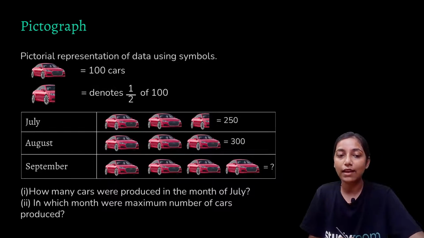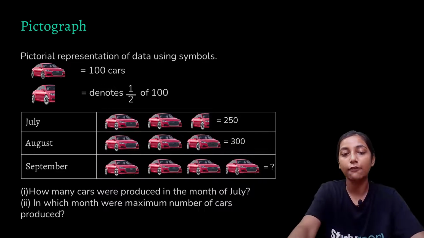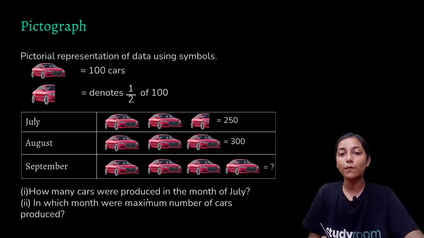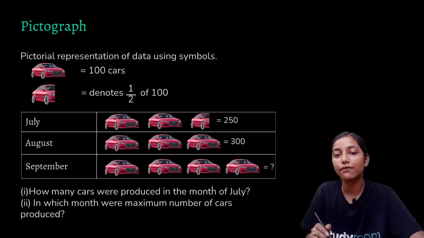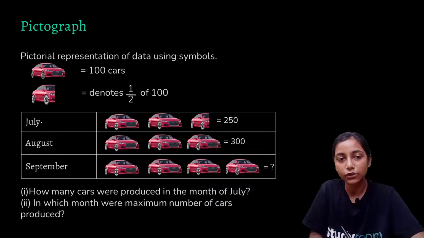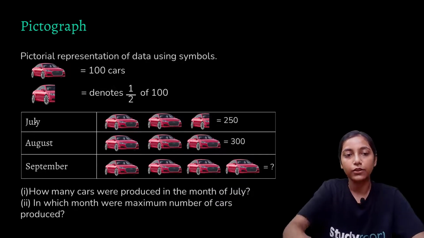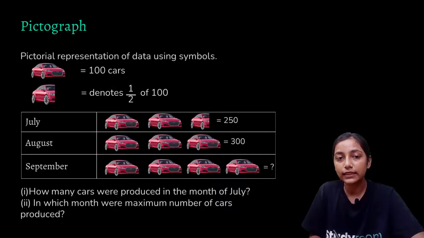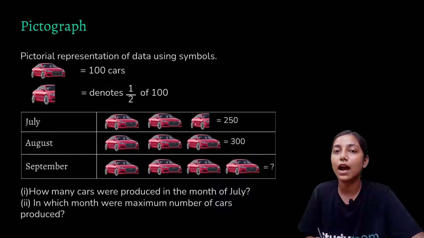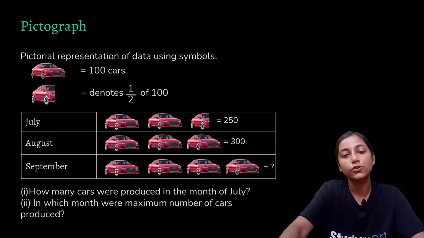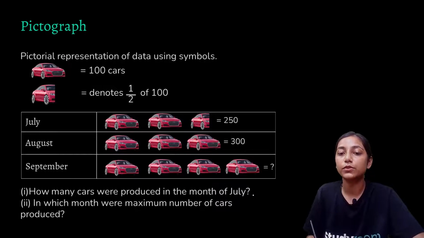The first part regarding this pictograph is the question: how many cars were produced in the month of July? How are we going to find it? We will go through this row. We'll check July, here it is. And how many cars are there in the month of July? There are 2.5 cars. That means symbols are 2.5 cars, that means 250 cars. So the number of cars that were produced in the month of July is 250 cars.